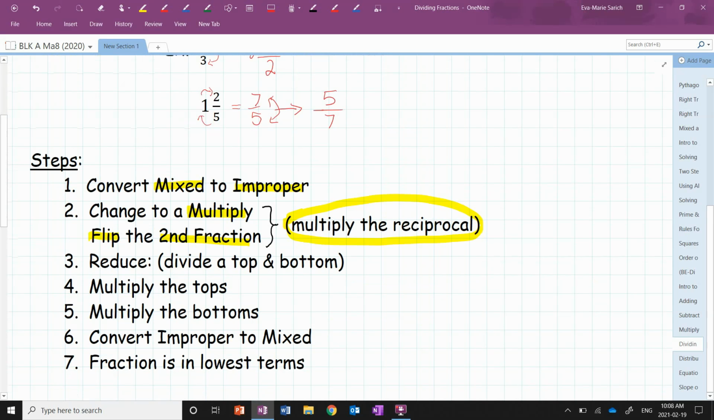Now what do we have? We have a multiply fraction. So, just like multiplying, we're going to reduce by dividing a top and a bottom. Once we've done all the reducing that we can, we're going to multiply tops and multiply bottoms. Then you're going to look at your answer. If it's improper, you're going to go back to mixed. You should be finished there. But again, just like multiplying, when you divide, if you don't do all your reducing here, you're going to have to do reducing at the end. Okay? If you do it all in step 3, you won't have to do step 7.